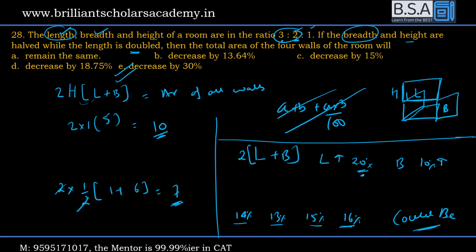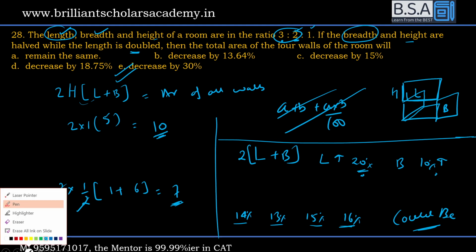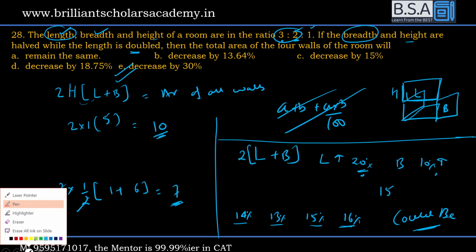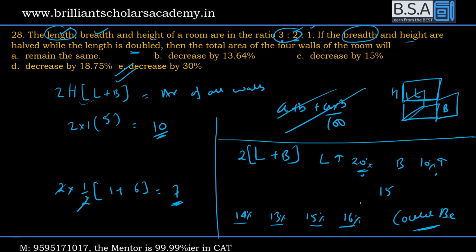What is the average of 20 and 10? 15 is the average. You tell me, is length more in a rectangle or breadth more? Length. Can I say the percentage will move towards length? So it will be between 15 and 20. Which answer option is that? 16. The answer is 16.